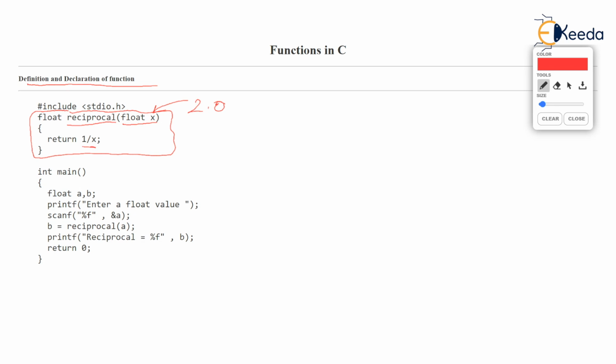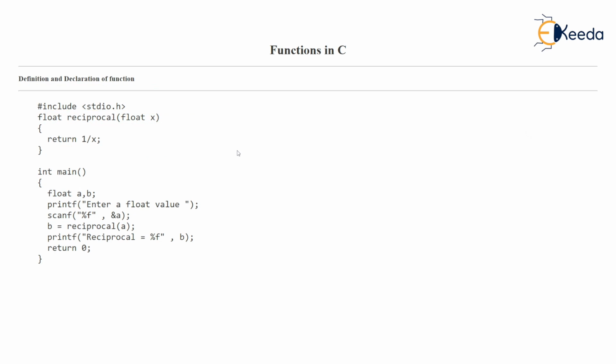See what it is returning? The reciprocal of x, the reciprocal of the float which is passed to the function. So 1 upon 2.0, obviously 0.5, will be returned back to the calling function, that is main. It is not difficult to see that the reciprocal function must return a float, because 1 upon 2.0 is going to be 0.5, and 0.5 is a floating point number. So we have written a very simple function to find the reciprocal of a floating point number x. That's why we are returning 1 upon x.